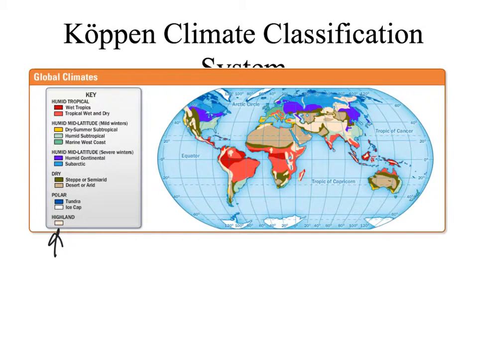Going up to the mid-latitudes, we have our dry summer subtropical, like around the Mediterranean and the west coast. We'll also have our humid subtropical, which we'll see over here in China, and in northern India as well. And throughout most of Europe, we'll have a marine west coast kind of environment. Okay, and these are where we have mild winters.